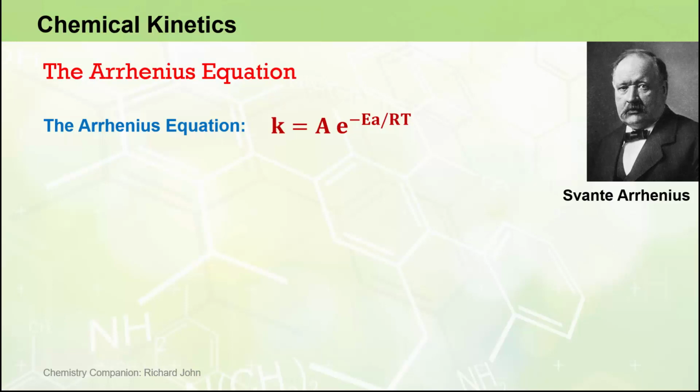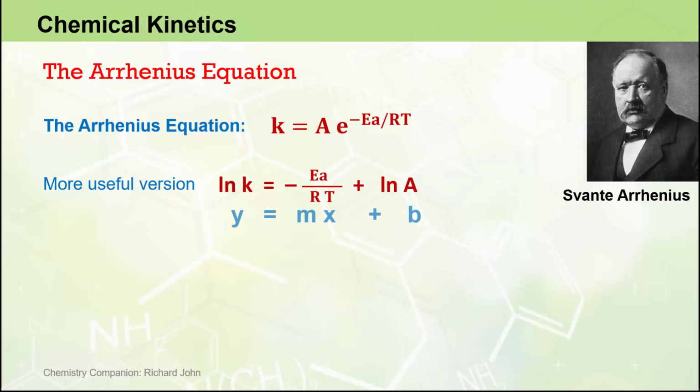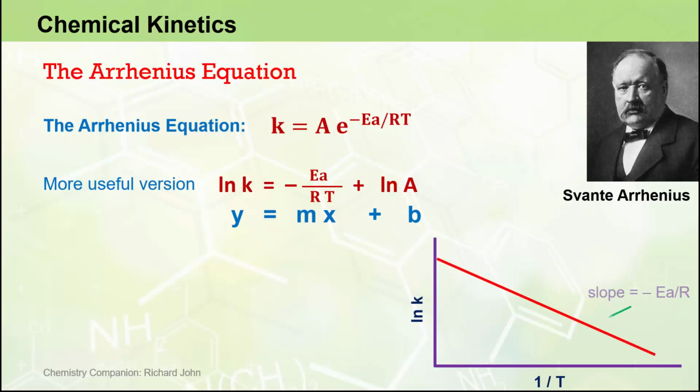Taking the natural logarithm of both sides of this equation gives this version of the Arrhenius equation, which actually has the general form of a straight line equation, where the ln k term is equivalent to the y variable, the 1 on T term is equivalent to the x variable, the negative of the activation energy divided by R, the universal gas constant, is the slope, and the natural log of the frequency factor is the y-intercept. This equation predicts that a plot of ln k versus 1 on T will be a straight line with a slope equal to minus Ea on R and a y-intercept of ln A.